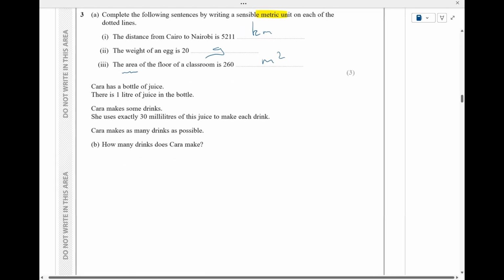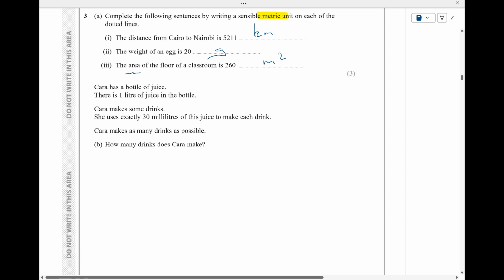Now, let's have a look at this. Cara has a bottle of juice. There's 1 litre of juice in the bottle. I'm already doing some maths now. Read a question, read a sentence, do some maths. 1 litre, 1,000 cubic centimetres, isn't it? Or 1,000 millilitres.